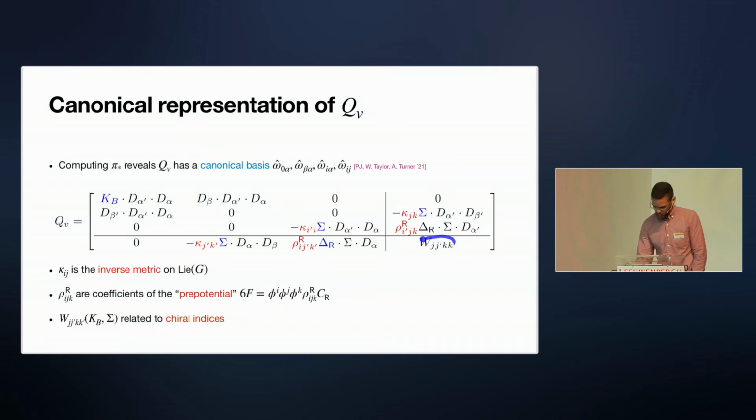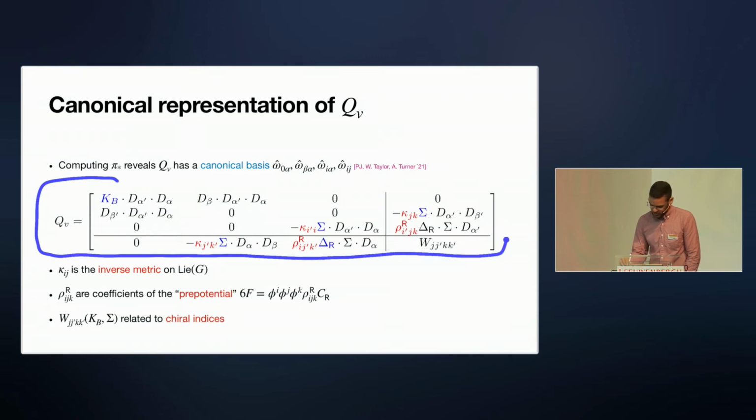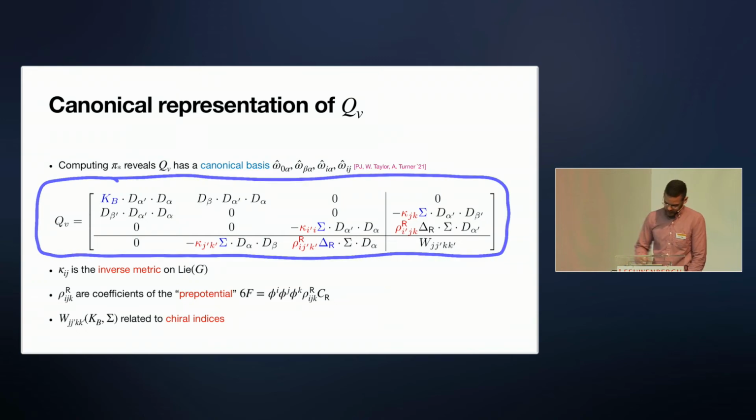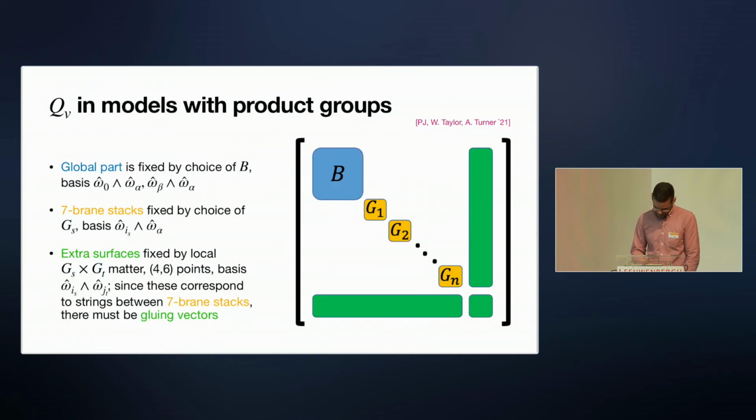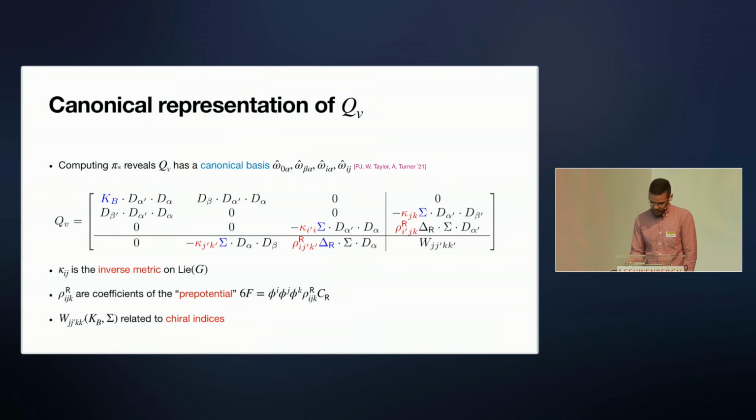And finally, in this lower right block, we have some other intersection numbers that I'm just going to denote schematically, and these are related to the chiral indices. So there's some canonical form that I can use for the restriction of the quadratic form in middle cohomology to the vertical part. Here I just wrote down something that applies for a single group.